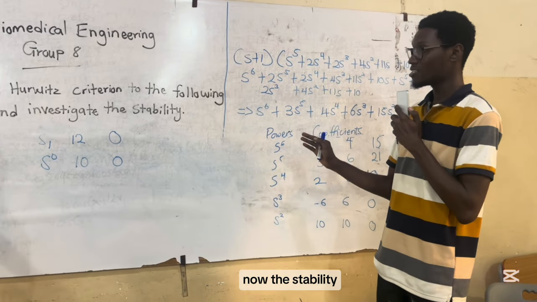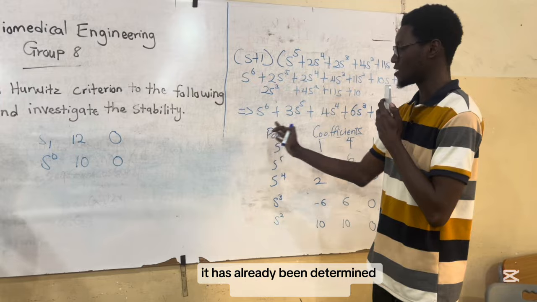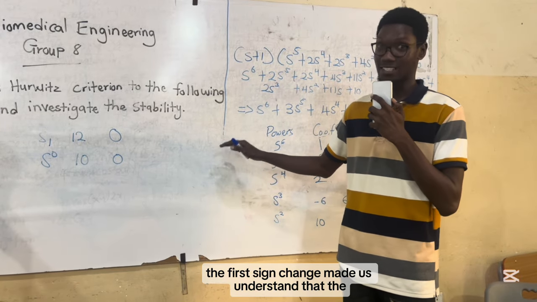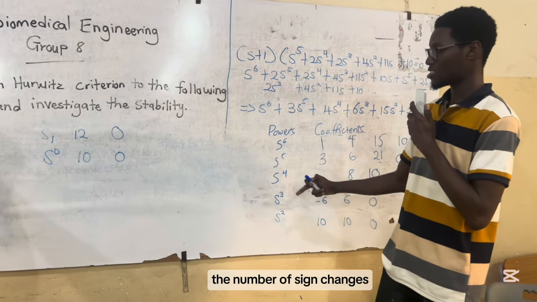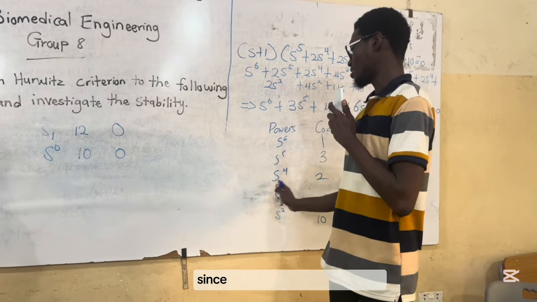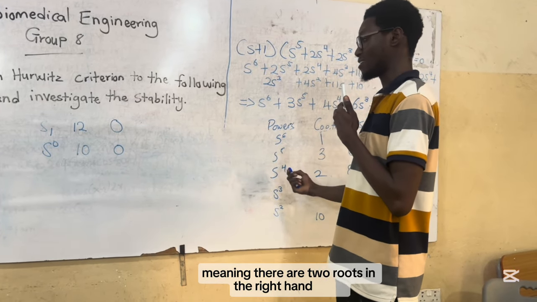Now, the stability of the system has already been determined by the sign changes. The first sign change made us understand that the system is unstable. The number of sign changes determines the number of roots in the right-hand plane. Since there are 2 sign changes, there are 2 roots in the right-hand plane.